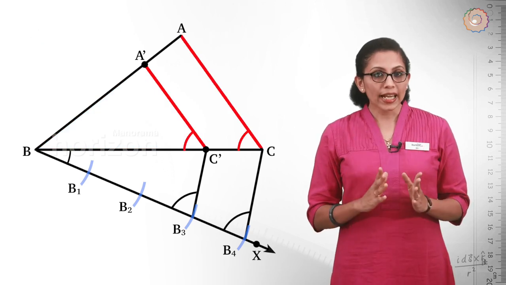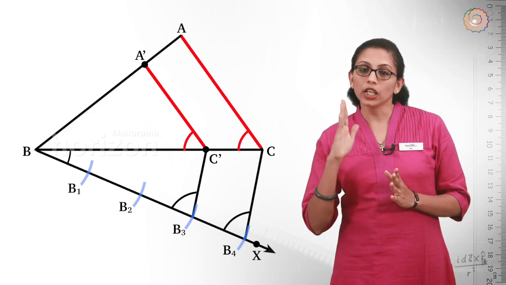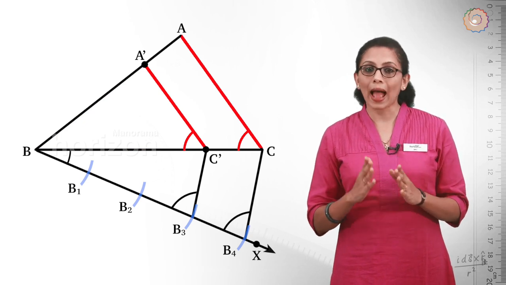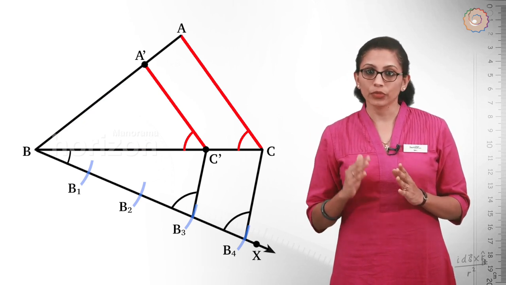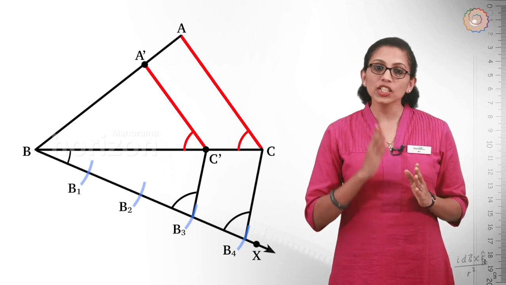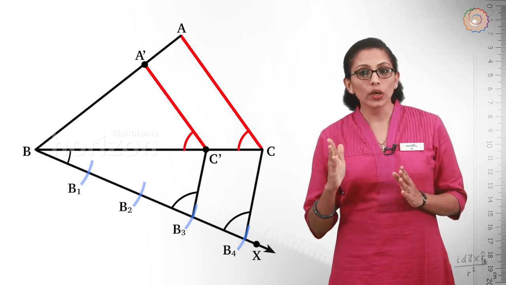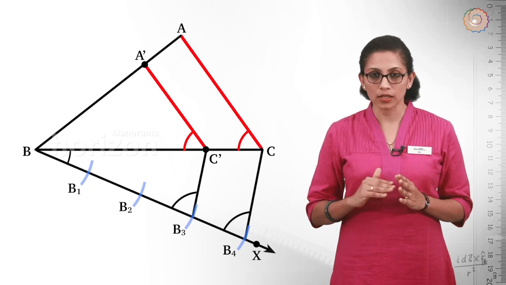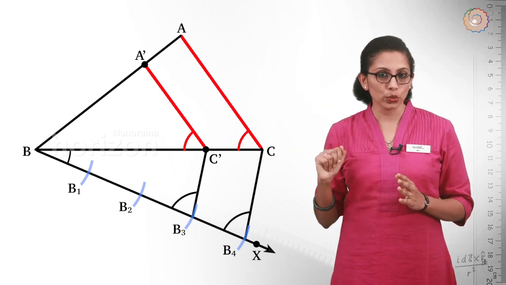Also, A dash C dash is parallel to AC. So, they will make the same angle with the line BC. Therefore, angle A dash C dash B is equal to angle ACB. What is the reason? They are the corresponding angles. Mark it as equation number 2.